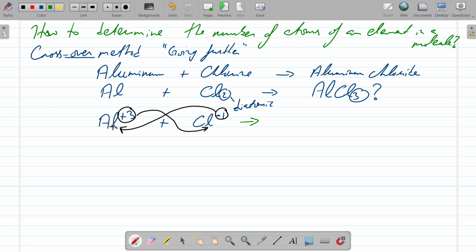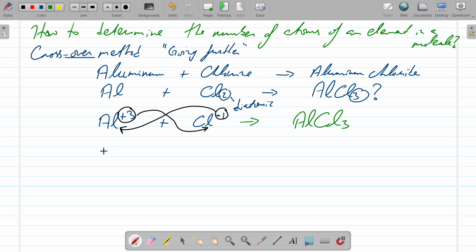So how many atoms of aluminum will be required? 1. So it's not multiplication, but crossing over. You just have 1 atom of aluminum. What's the oxidation state of aluminum? That's 3. And you put that over here with chlorine and you get aluminum chloride. You basically switch the numbers.